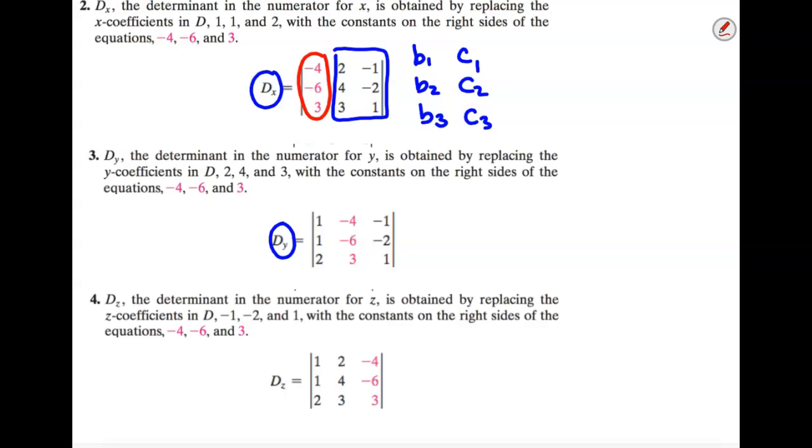All right, now we're going to move on to determinant y. Notice what changes. These red numbers are now going to be replaced with column 2. And then this is your A column and your C column numbers. Determinant d sub z. This is your A column and your B column. Notice what numbers are moving? Right here. That third column is now replaced with those red numbers.